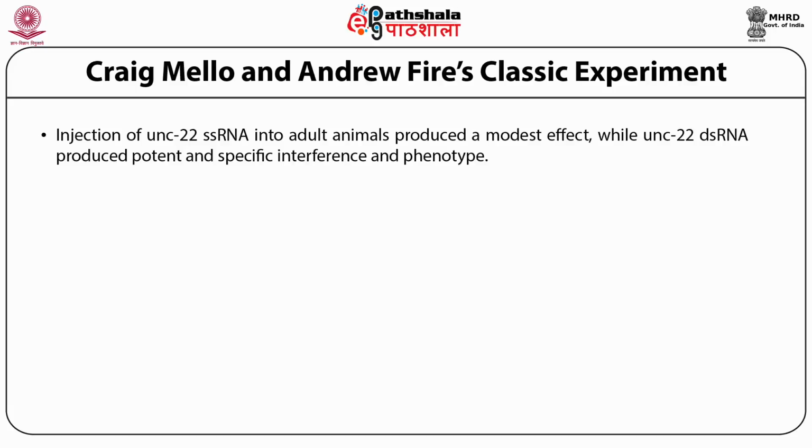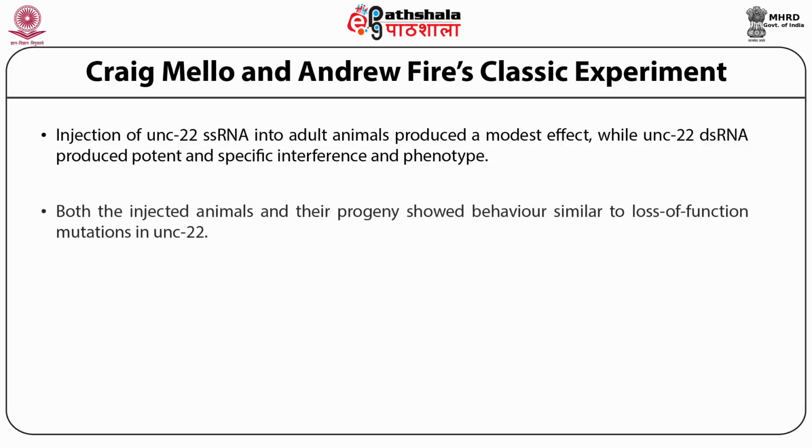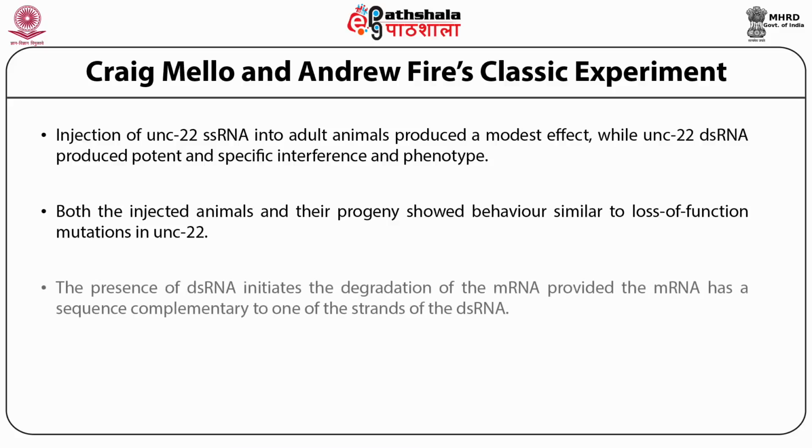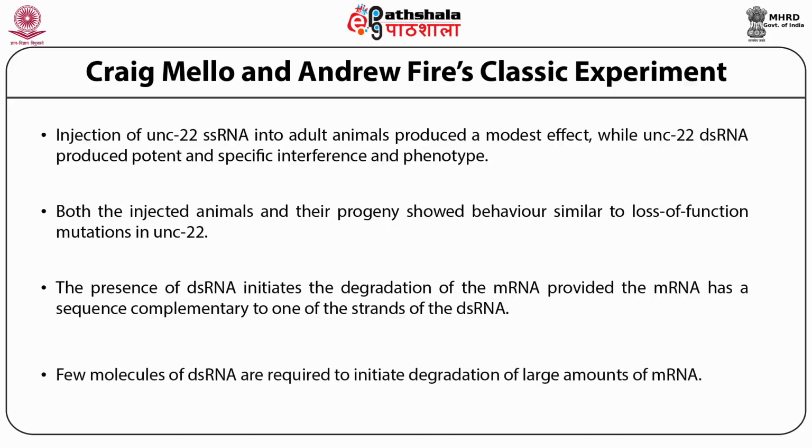Injection of UNC22 single-stranded RNA into adult animals produced a modest effect, while UNC22 double-stranded RNA produced potent and specific interference and phenotype. Both the injected animals and their progeny showed behavior similar to a loss-of-function mutation in the UNC22 gene. The presence of double-stranded RNA initiates the degradation of the mRNA provided the mRNA has a sequence complementary to one of the strands of the double-stranded RNA. Few molecules of double-stranded RNA are required to initiate degradation of large amounts of mRNA.